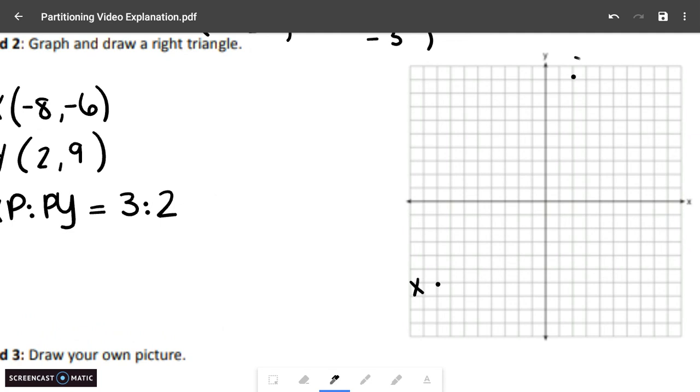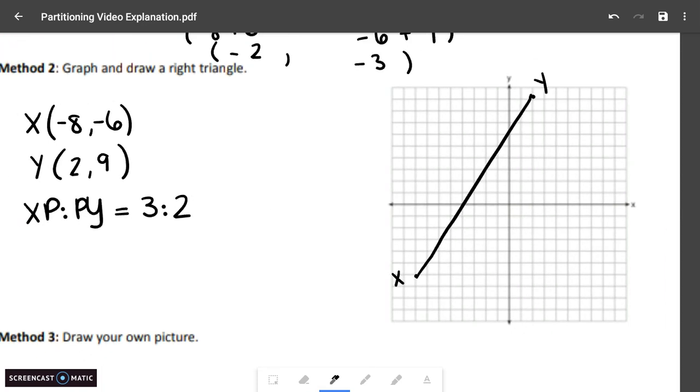And 2, 9. I'm going to try to keep a straight line up. Oops. Try to make it a little bit nicer here. Bear with me, I don't have a straight edge. You have your straight edge though, so it should be okay. There we go. What we can do is use that as the hypotenuse of a right triangle.